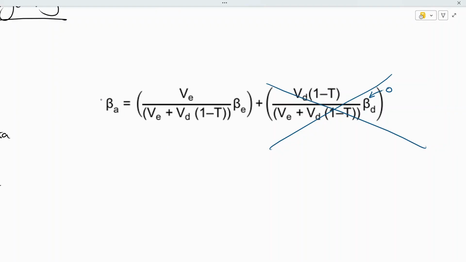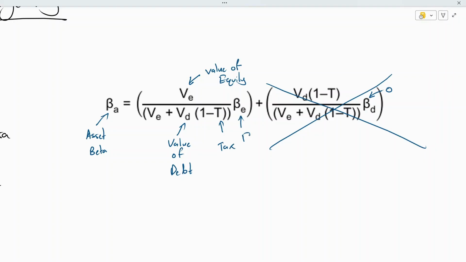So what is BE? This is the asset beta. What is BE? Value of equity. What is this? Value of debt. What is one? T is tax, the tax rate, and PE is the equity beta. All right, so that is the formula over there.